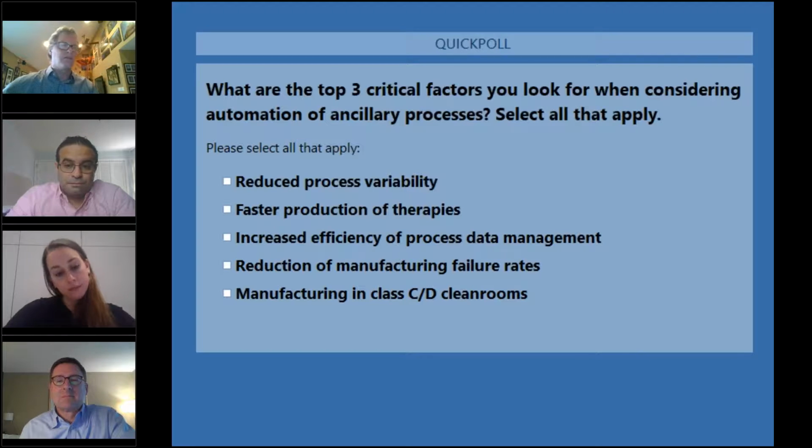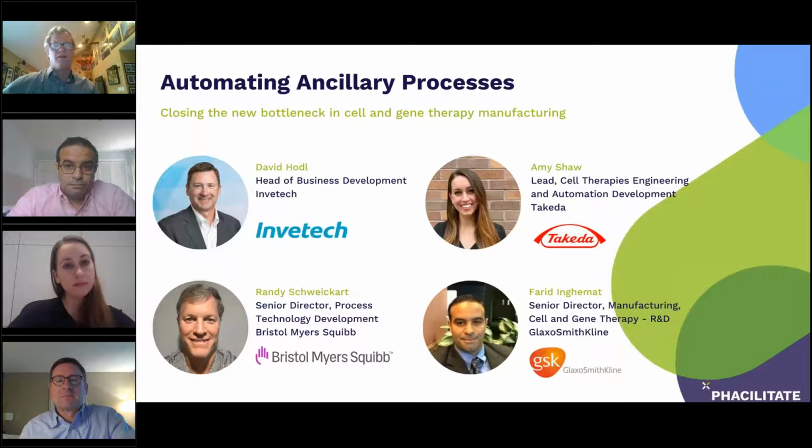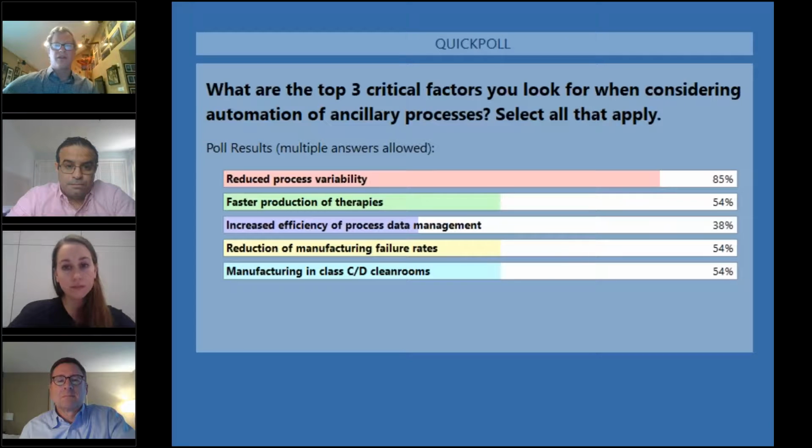So again, as Fareed had said, digitizing this information is critical, whether we're talking about ancillary or core. Whatever we can do to get information, and especially if we don't have to sample, that's that much better. But as I said before, typically you will not see the kind of PAT in an ancillary system as you will within the core process.